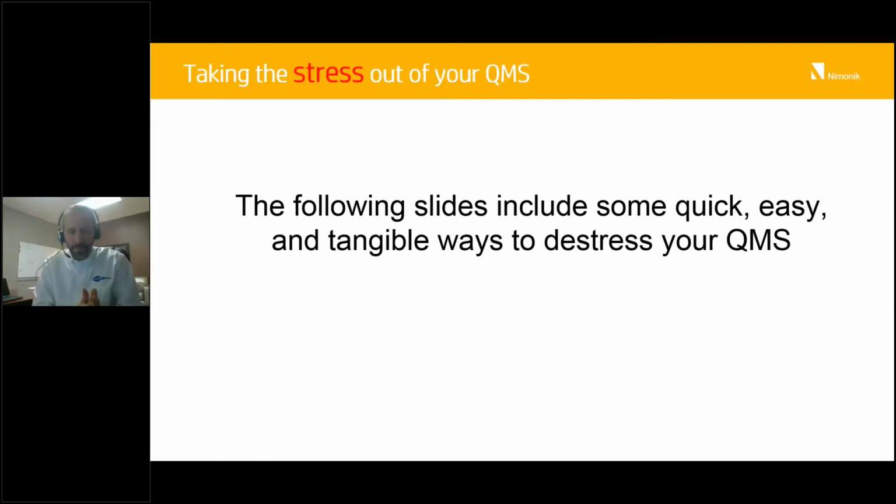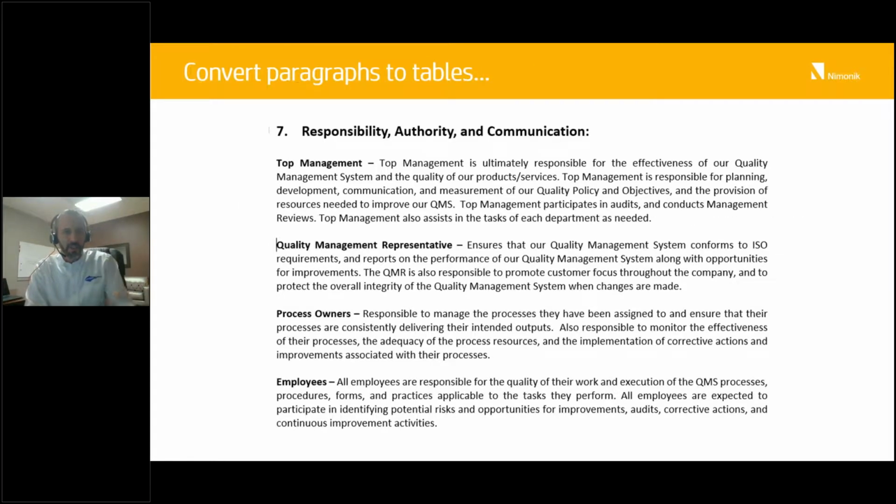So just for fun, I want to show a couple images, a couple things that you can do tangibly that kind of back up some of the things I shared earlier. For example, I took this screenshot from a quality manual, and it's nothing crazy. It's just a couple paragraphs of responsibility, authority, and communication. These are taken right from the ISO standard, and the company basically delegated to these particular people the responsibilities from the standard. Is there anything wrong with this?